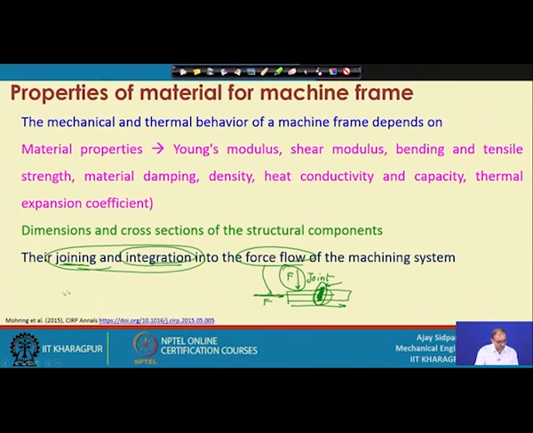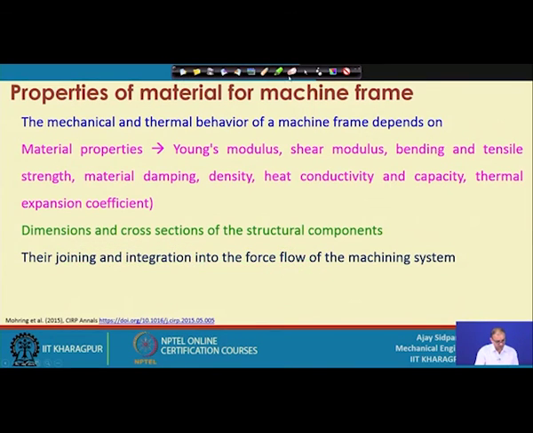When you do machining, what type of forces occur? Thrust force is there, bending force is there, and because of the vibration, in which direction the vibration will propagate. So, depending on that, you have to provide joining and the integration of the different components.